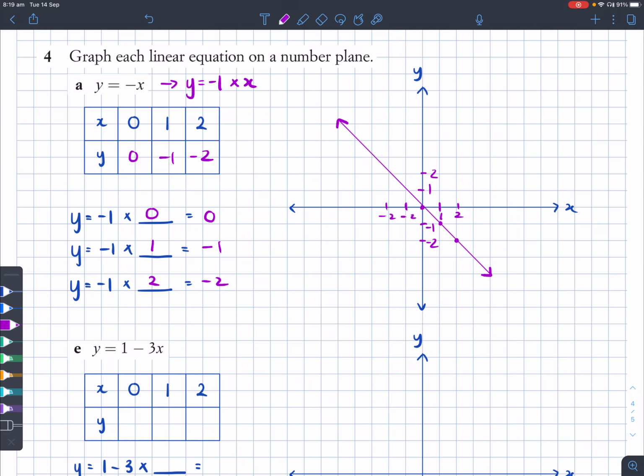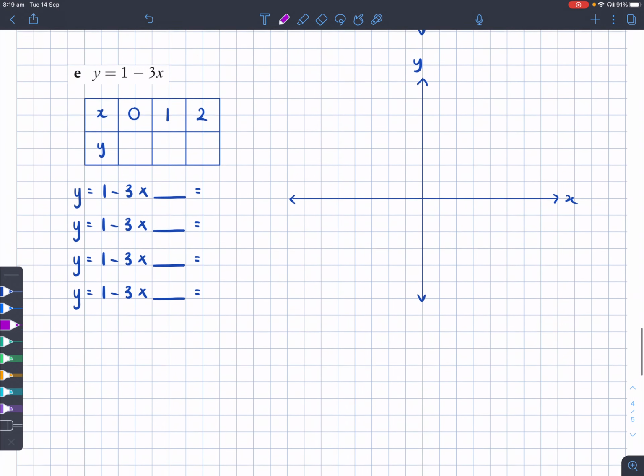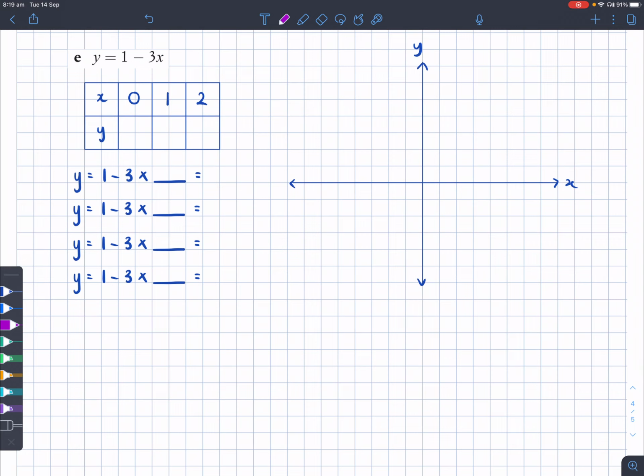Okay, E. Y equals 1 minus 3x. So we're going to substitute in x as 0 in there. That means we have to do 1 minus 3 times 0, which is 1. 1 minus 3 times 1, which is negative 2. And then also 1 minus 3 times 2 is 1 minus 6, which is negative 5.